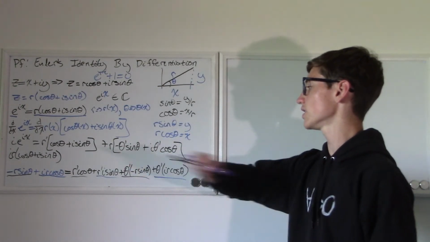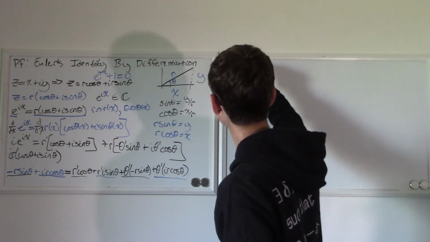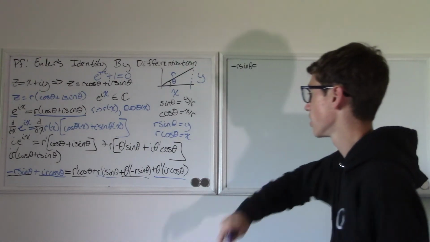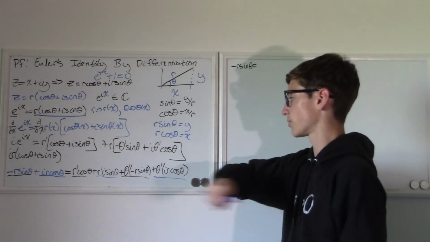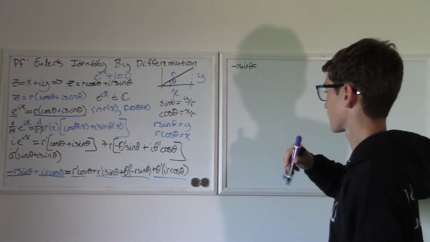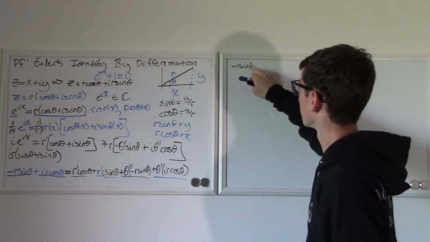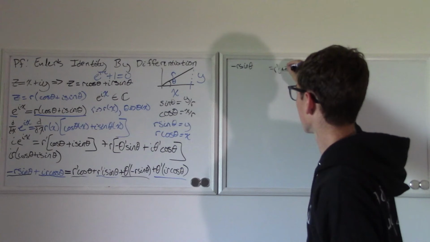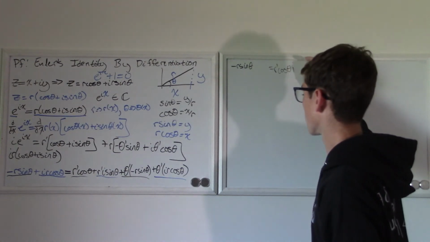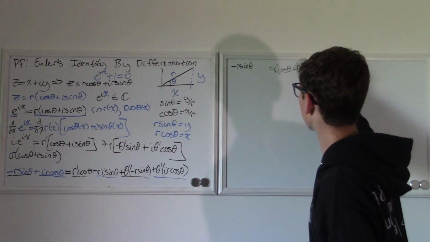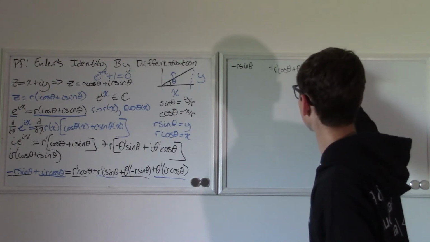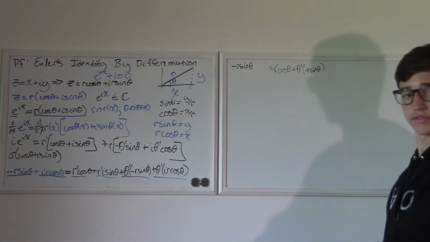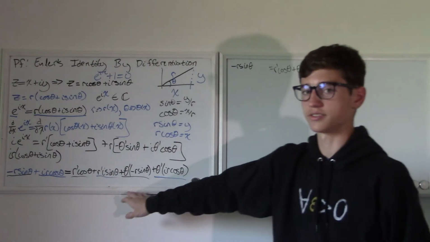So we'll get negative r sine theta on the left, right? And this is going to be equal to r prime cosine theta plus theta prime negative r sine theta. Okay? I'm going to leave a little room here. You'll see why in a second. Is equal to r prime cosine theta plus theta prime negative r sine theta. That. Okay?